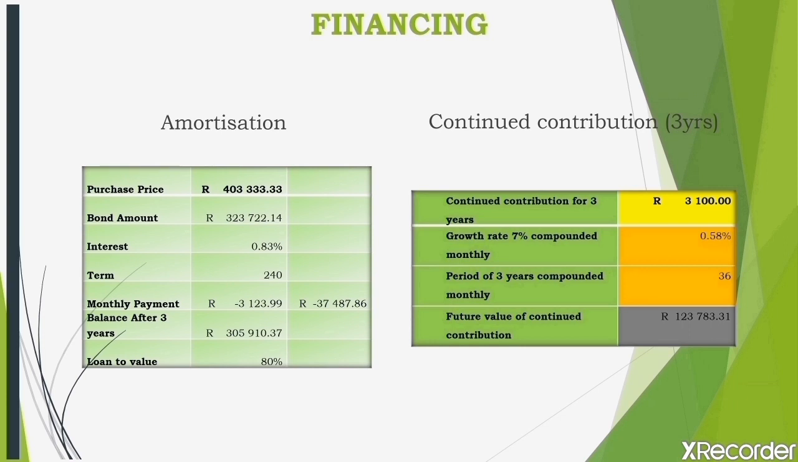A further contribution of 3,100 by members for 3 years, that is 36 months, having a projected future value of 123,783, where members will have an option of either withdrawing their investment or putting the funds back into the scheme.